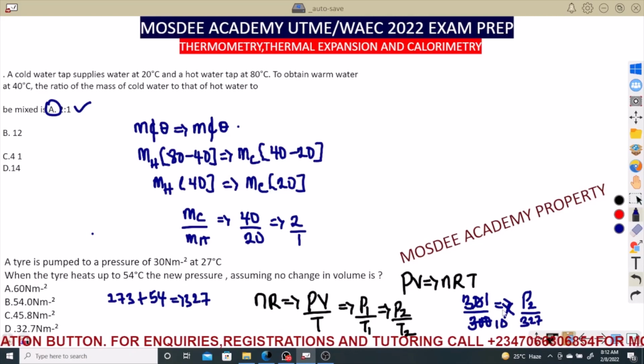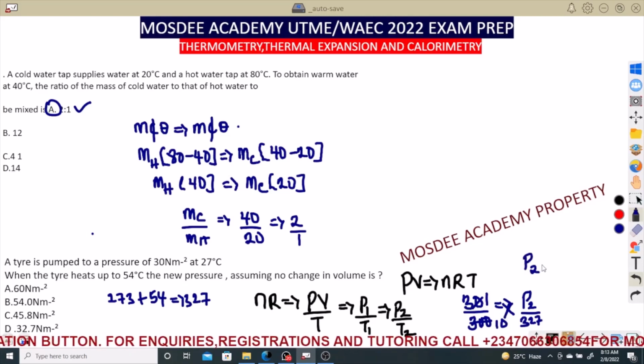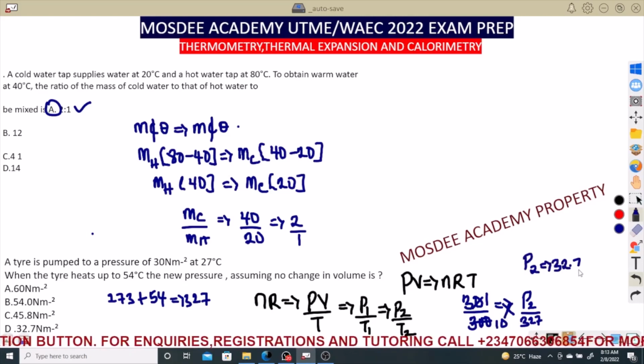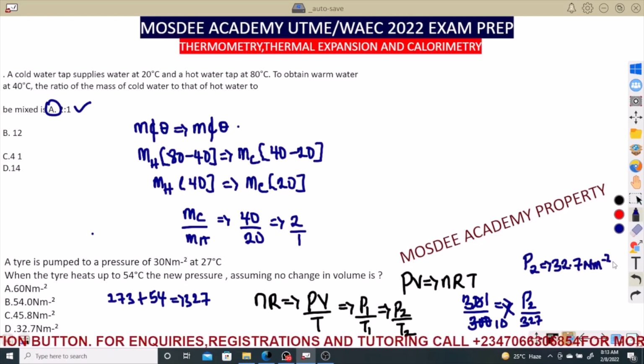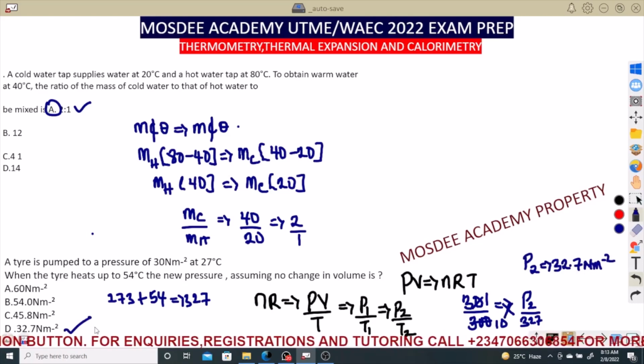So when you cross multiply, you are going to see that P2 will be equal to 32.7 Newton per meter squared. And that is the answer to the question.